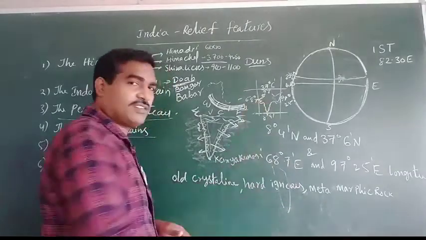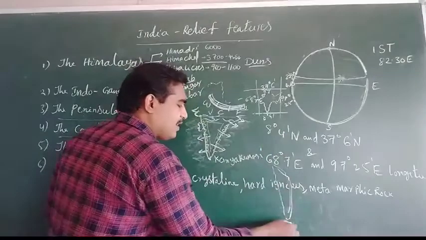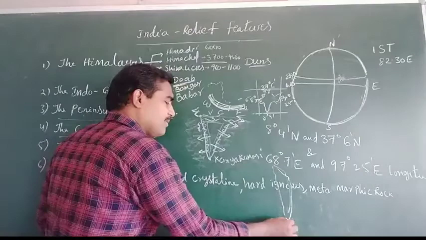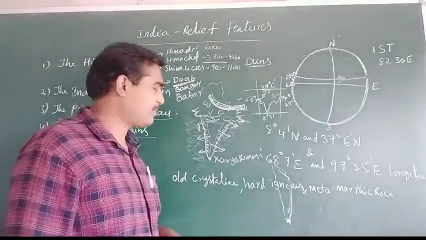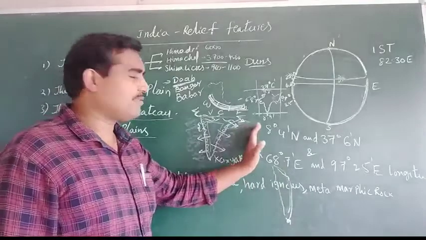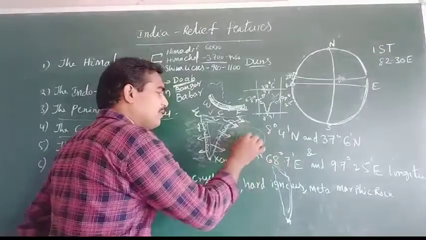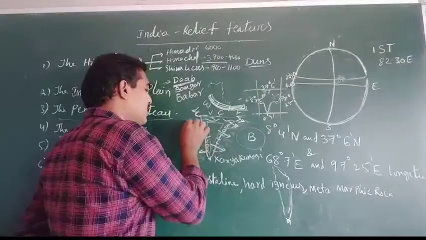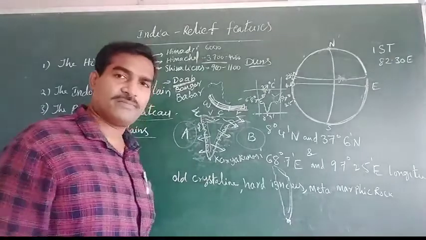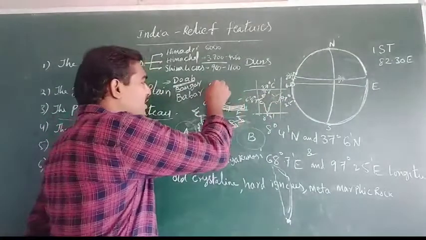This is the Andaman and Nicobar Islands. The southernmost point of India is called Indira Point. Next, what is the eastern boundary of India? Bay of Bengal. And what is the western boundary of India? Arabian Sea.